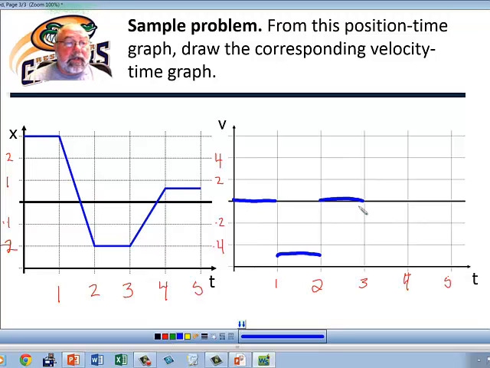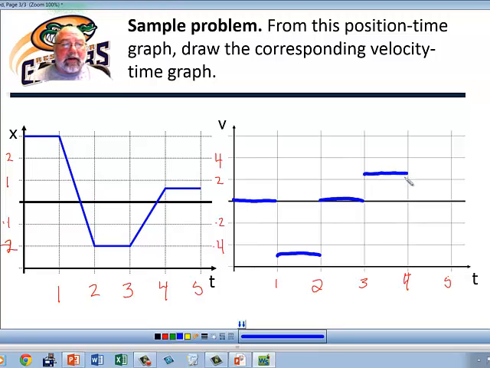Then from 3 to 4, we have a positive slope, meaning that our velocity is going to be positive, and we have a rise of 2.5 over a run of 1. So a positive 2.5 is, I'm guessing, right about there.